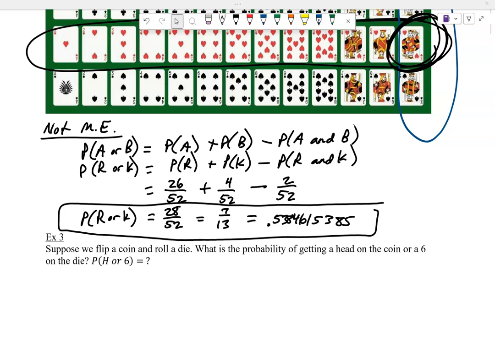All right, next, so suppose we flip a coin and roll a die. What's the probability of getting a head and a 6? So is this mutually exclusive? Well, can we have a head and a 6 at the same time? Yeah, so this is not mutually exclusive, right?